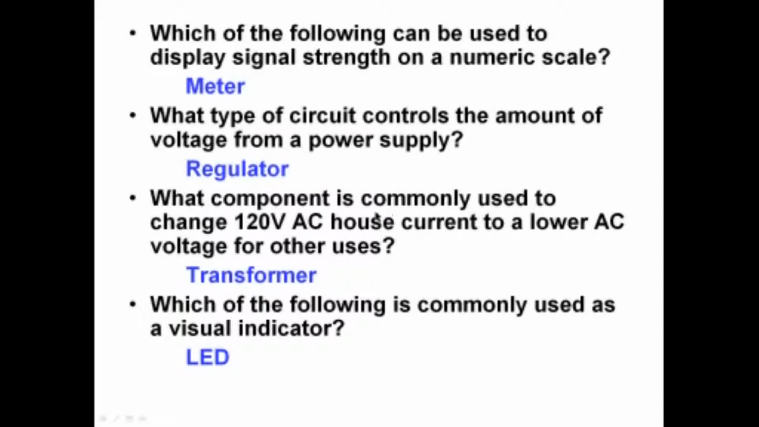What component is commonly used to change 120 volt AC house current to a lower AC voltage for other use? A transformer can do that. A transformer can change the voltages of alternating current.